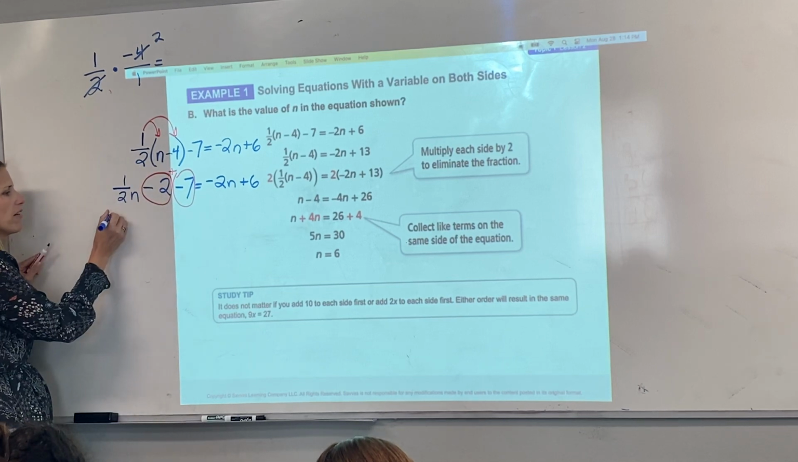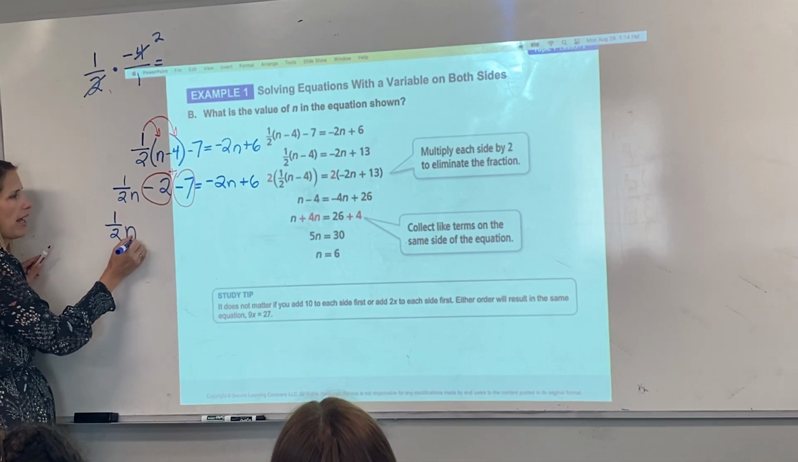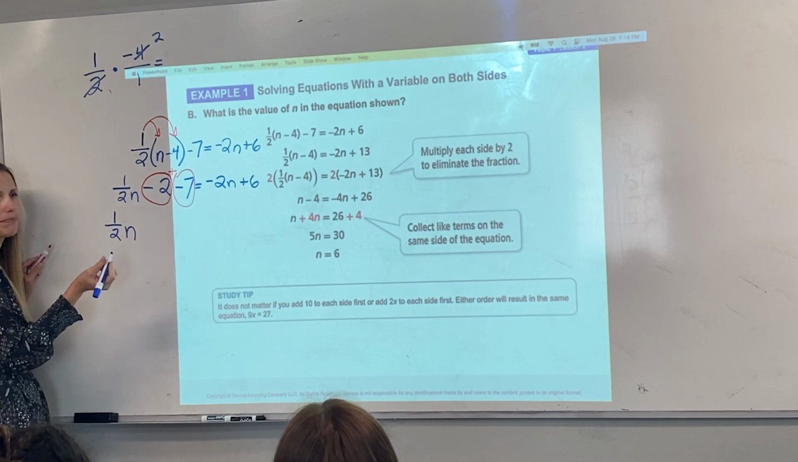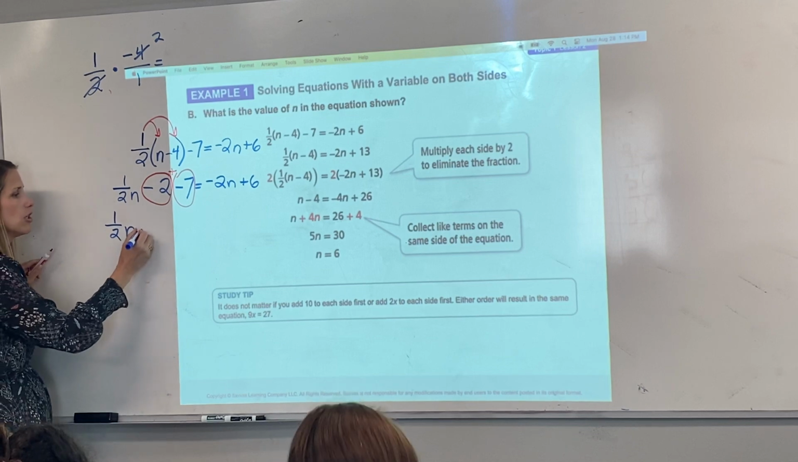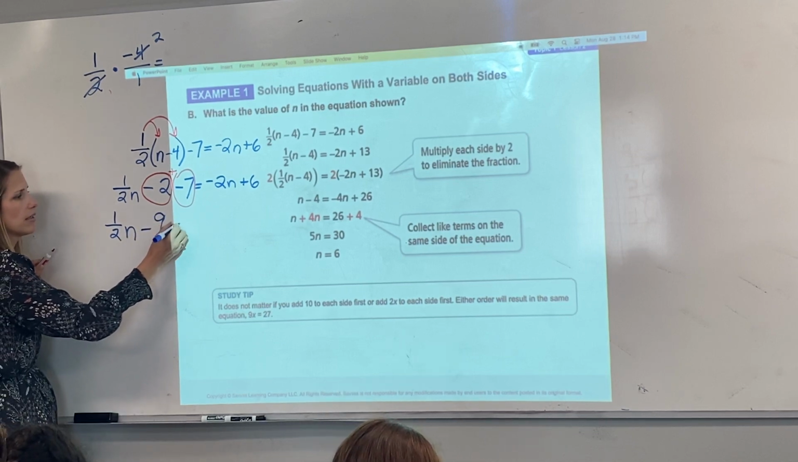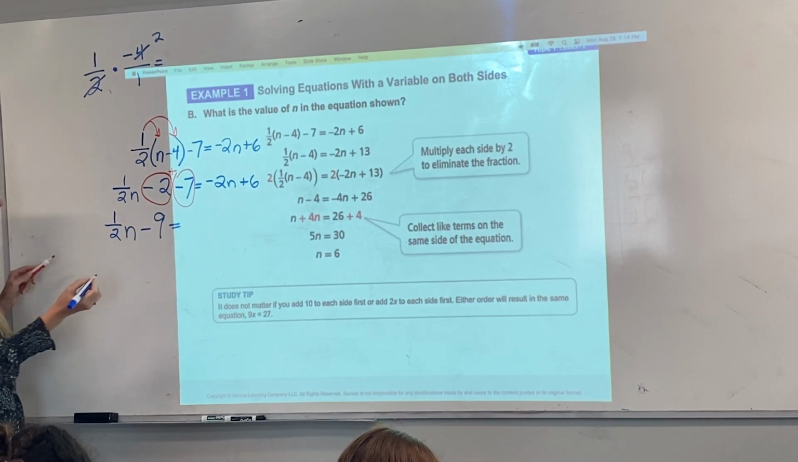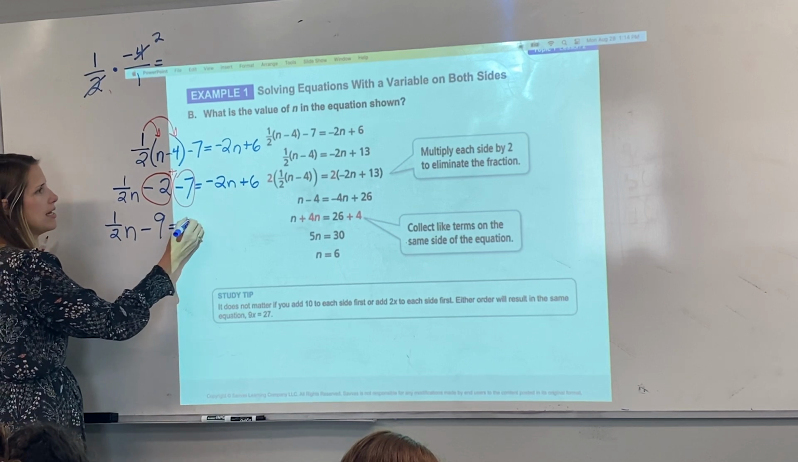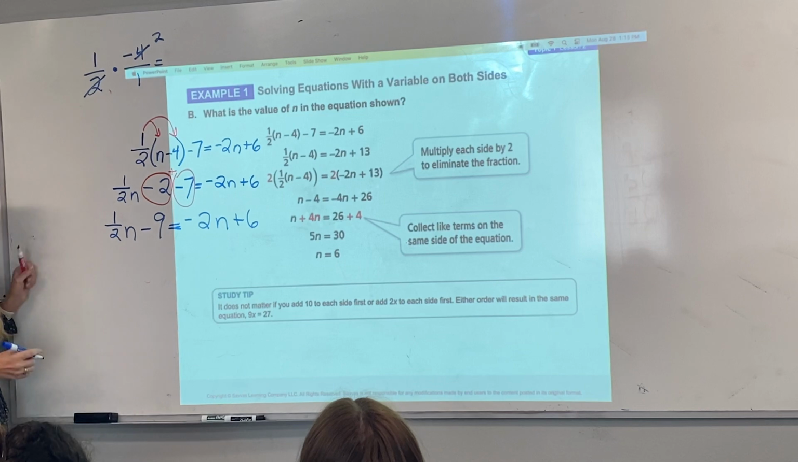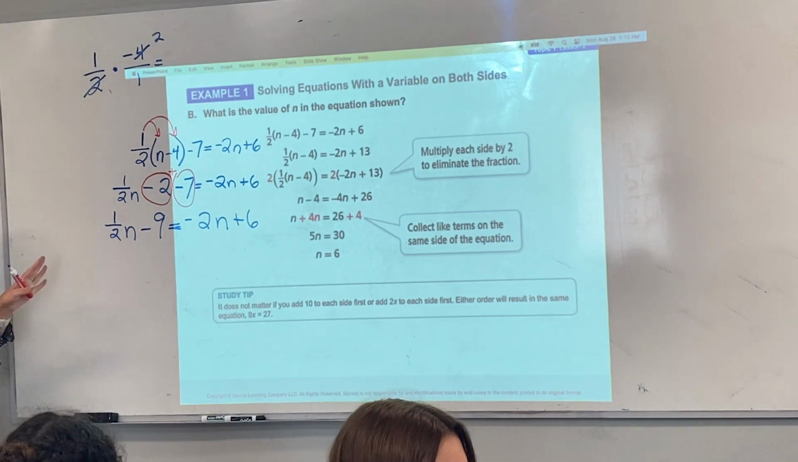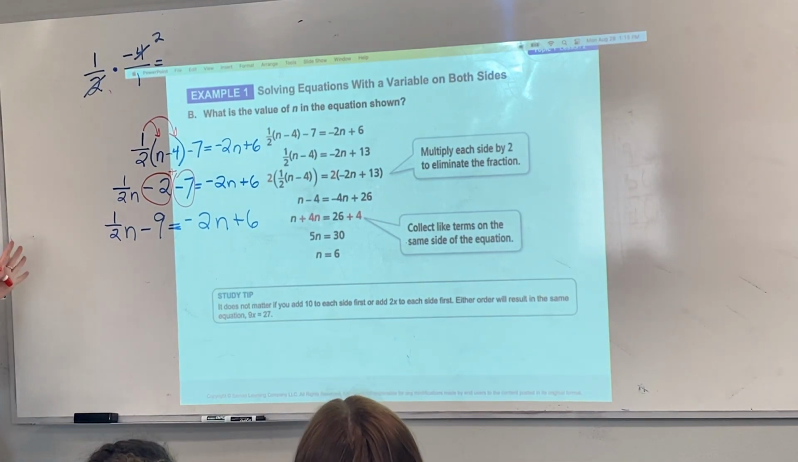Okay, so now we have 1/2 times n. Then what? We're combining a -2 and a -7, so we have -9. Yep, -9 equals -2n plus 6. Much simpler now. I know we still have a fraction, don't worry, that's actually not gonna be a big deal. We just make it a decimal.